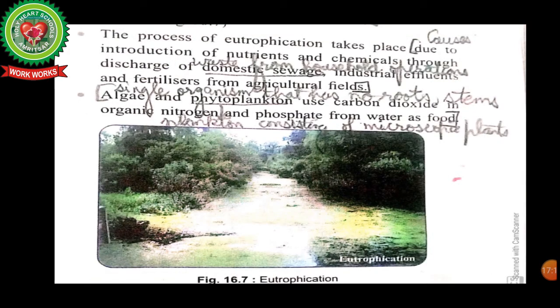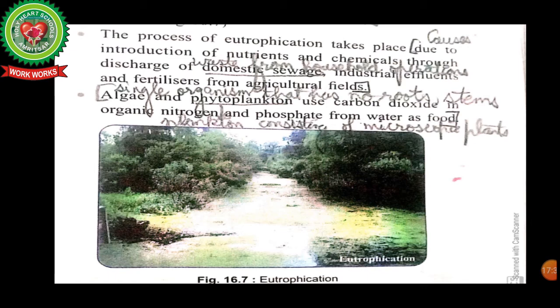Now, the process of eutrophication takes place due to introduction of nutrients and chemicals through discharge of domestic sewage, that is waste from household operations, industrial effluents, that is the liquid waste from the factories, and fertilizer from agriculture feeds.